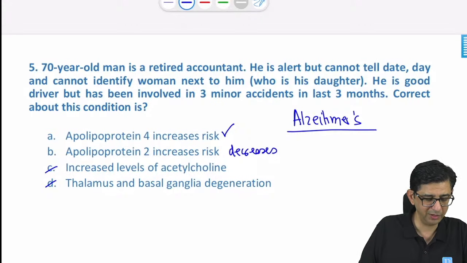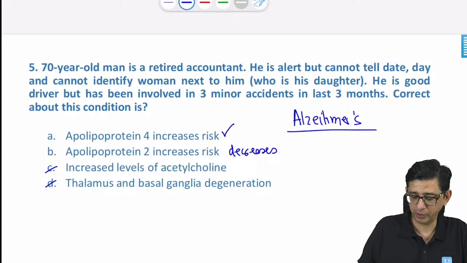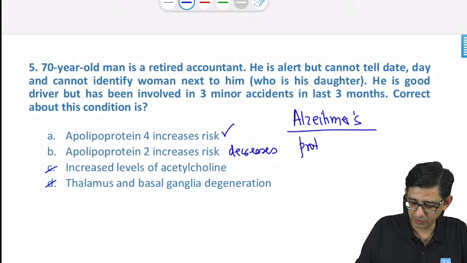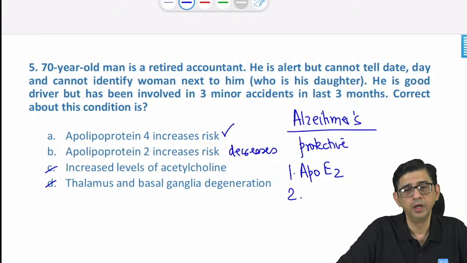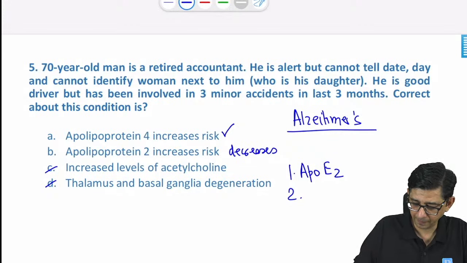Then Dr. Mushahid Khan has put it very, very correctly: what is protective for Alzheimer's, there are only two things. One is apolipoprotein E2. So while I'm waiting for your answers here, while I'm writing this before you, can you tell me what else you have read is protective with respect to Alzheimer's disease? One is ApoE2 and second.